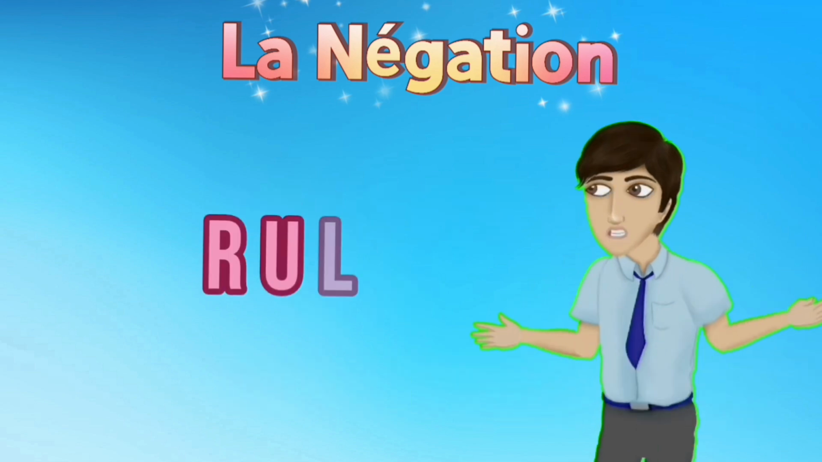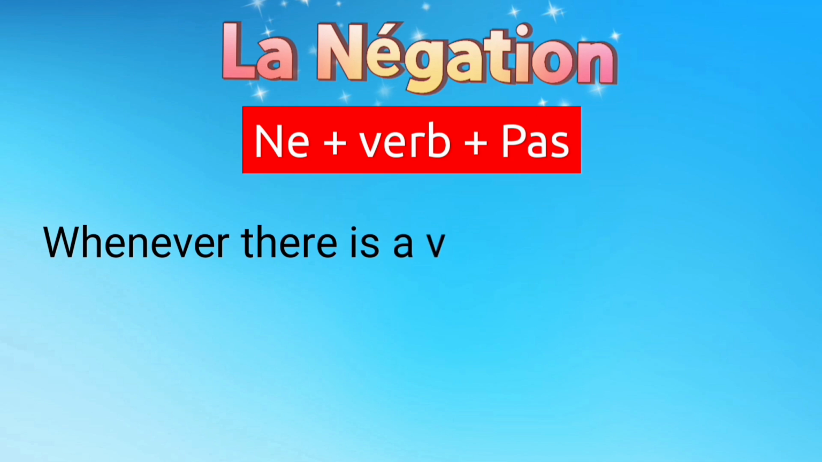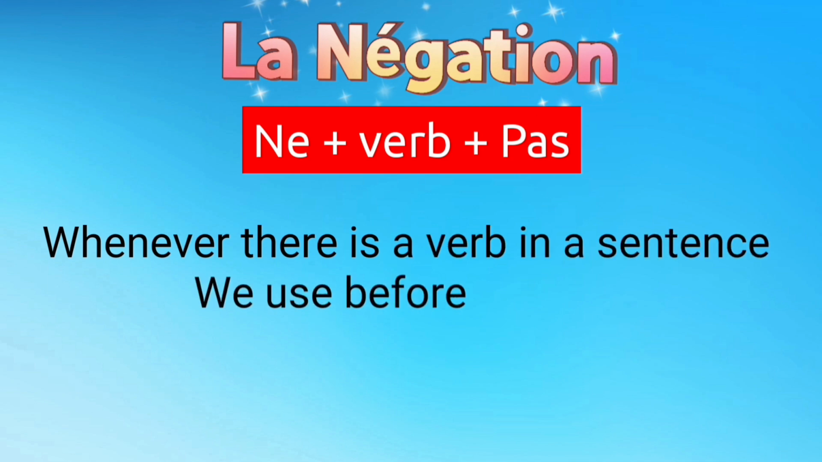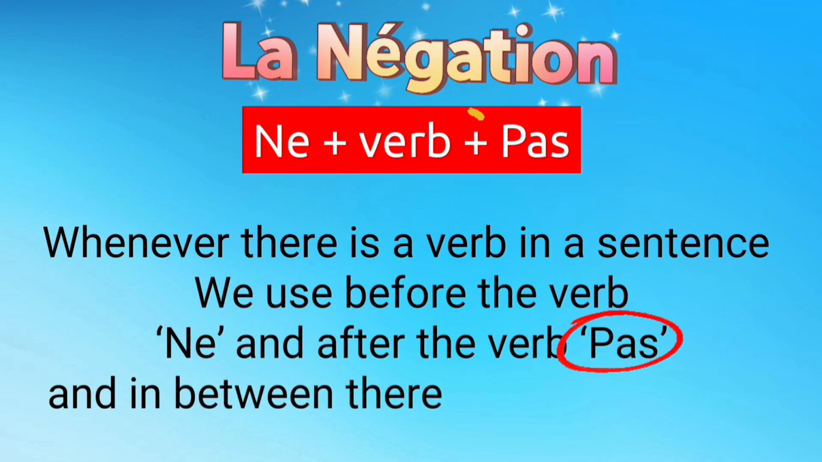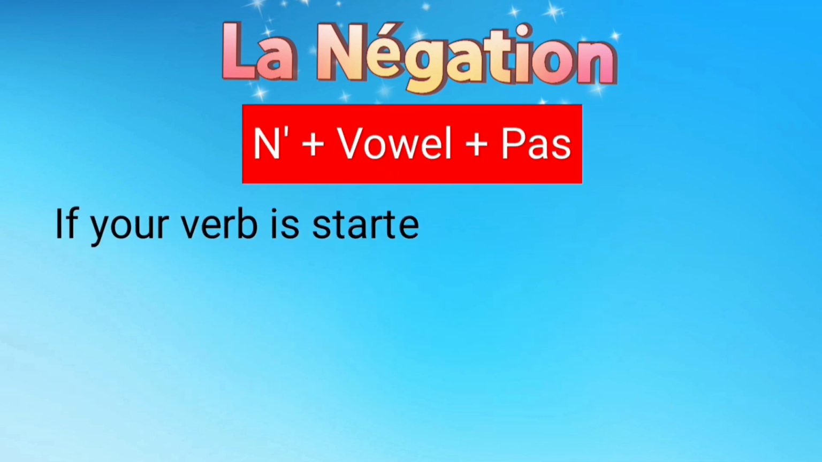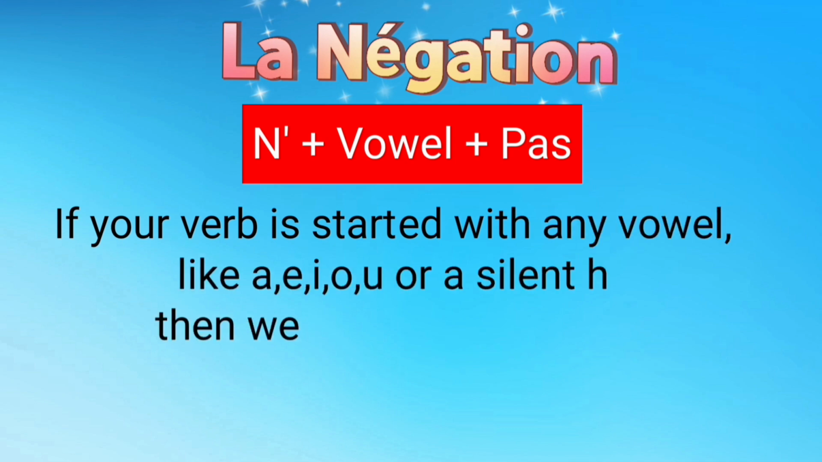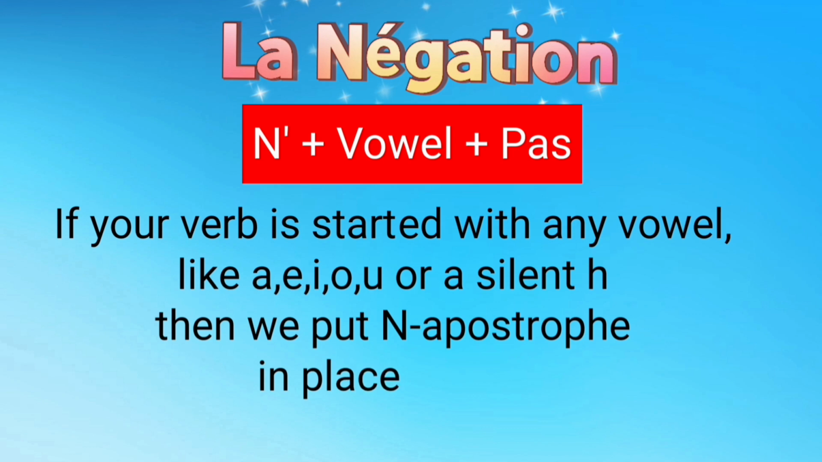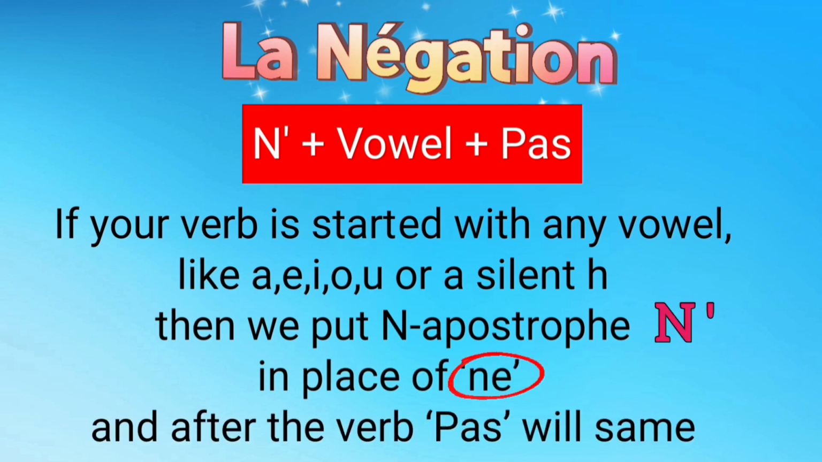Before we start the video, let's go through some rules of la négation. Whenever there is a verb in a sentence, we use ne before the verb and pas after the verb, so in between there should be a verb. If your verb starts with any vowel like a, e, i, o, u or a silent h, then we put an apostrophe in place of ne, and after the verb pas will remain the same.